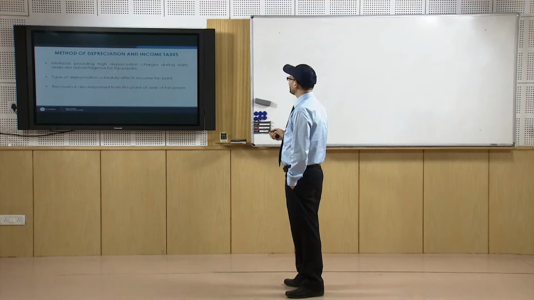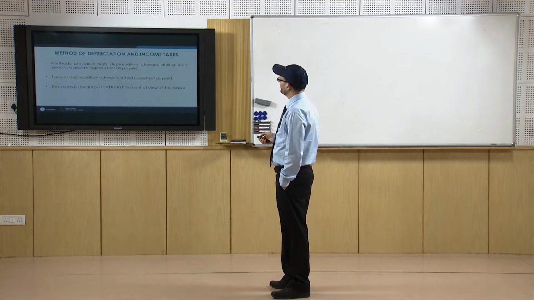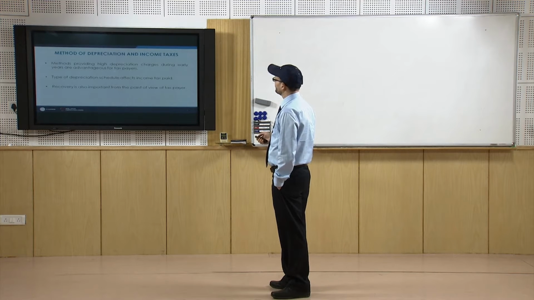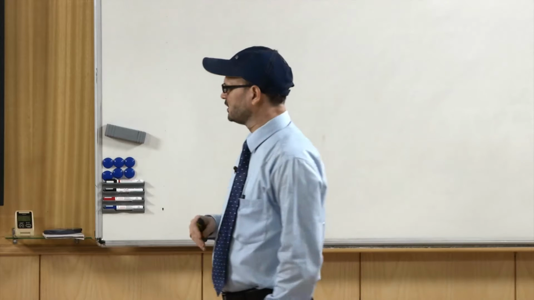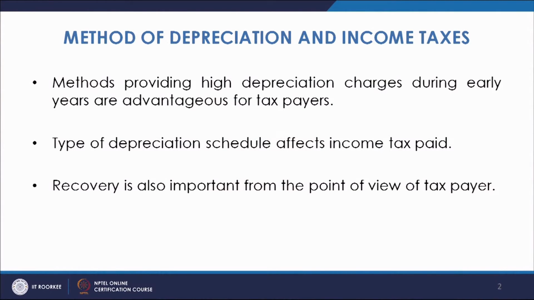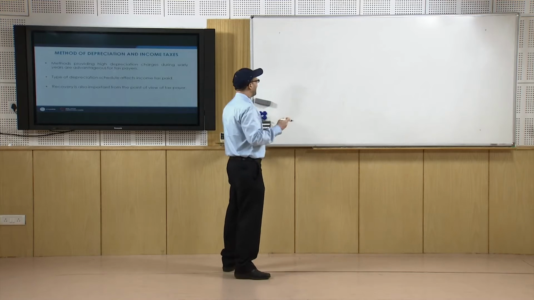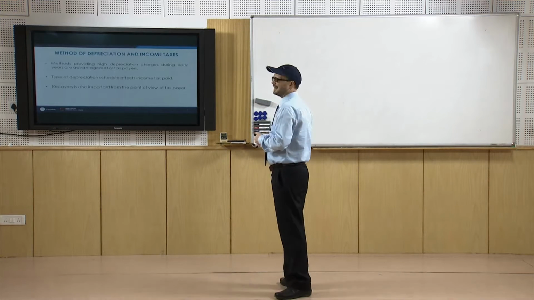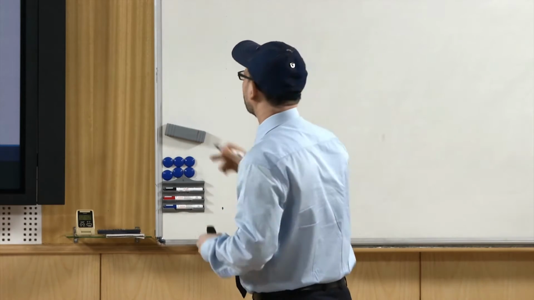So, there are different methods of depreciation calculation, and the method of calculating depreciation affects the way you pay the taxes and the way the cash flows are affected. So, the type of depreciation schedule affects the income tax which is paid. We will see one example. In that we will try to see how the selection of different depreciation schedules affects the income tax amount to be paid.